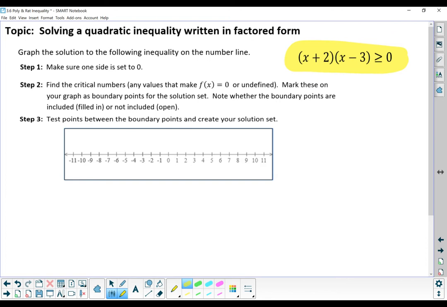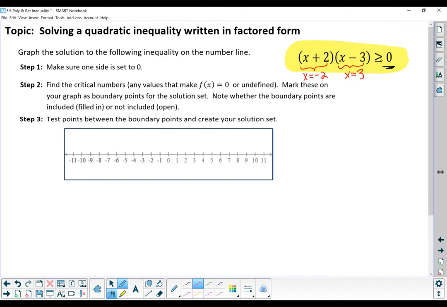So the first thing you need to do is just visually make sure that you've got an inequality that is comparing to 0. So in our case, we have greater than or equal to 0. And the critical numbers are any values that make the function 0 or undefined. So each of these factors are giving us a critical number for our solution. That first factor gives us the critical number x equals -2, and the second factor gives us the critical value 3. So these are your boundary points on our graph.